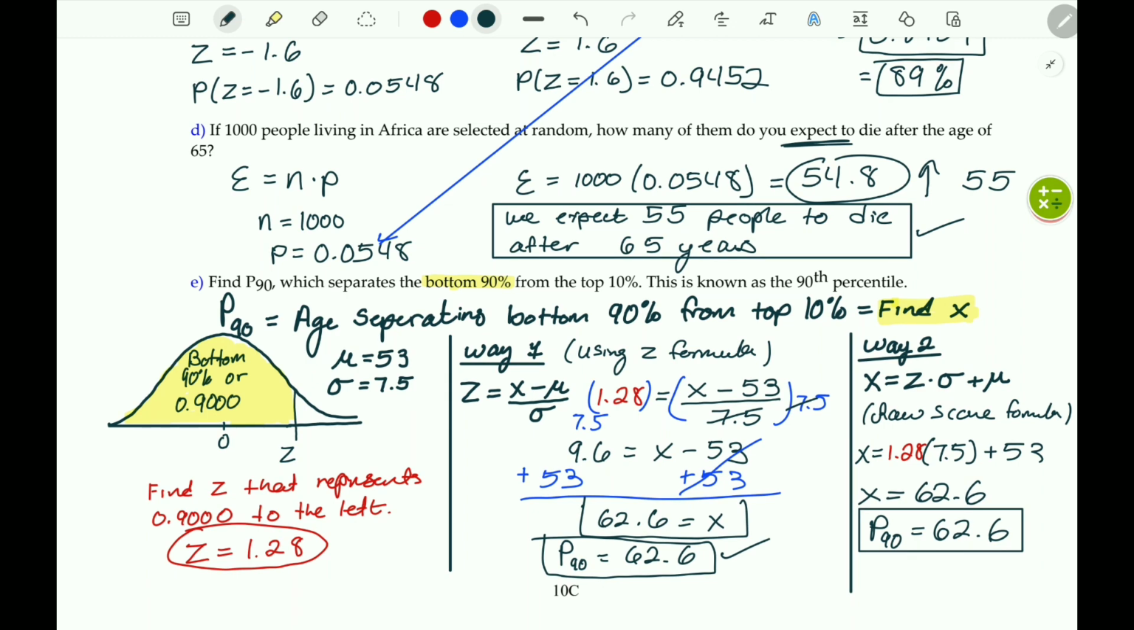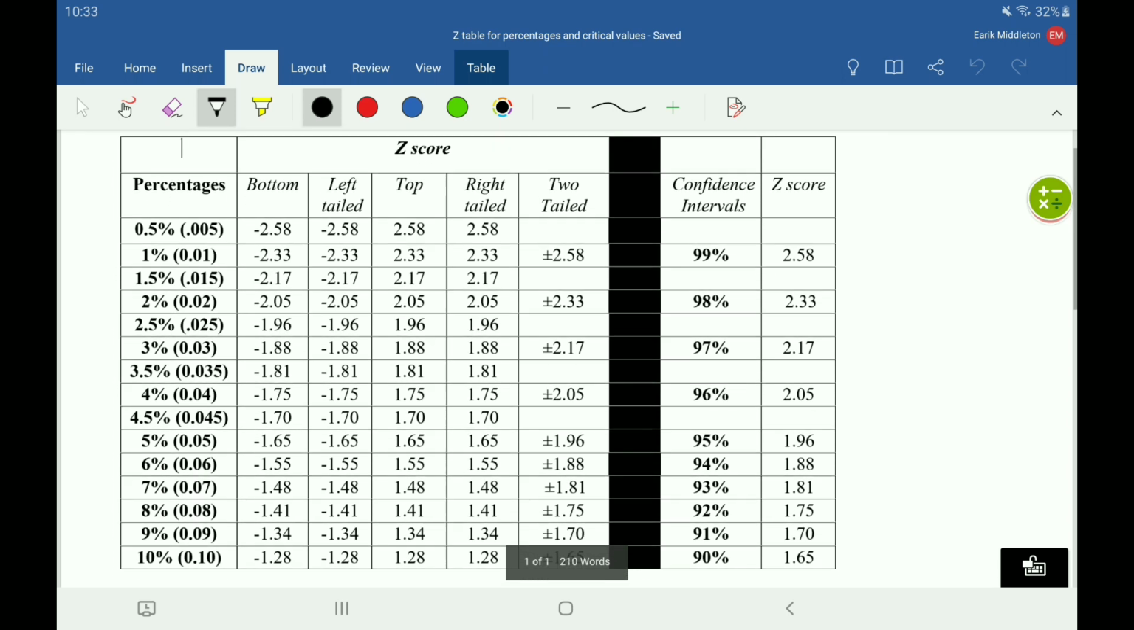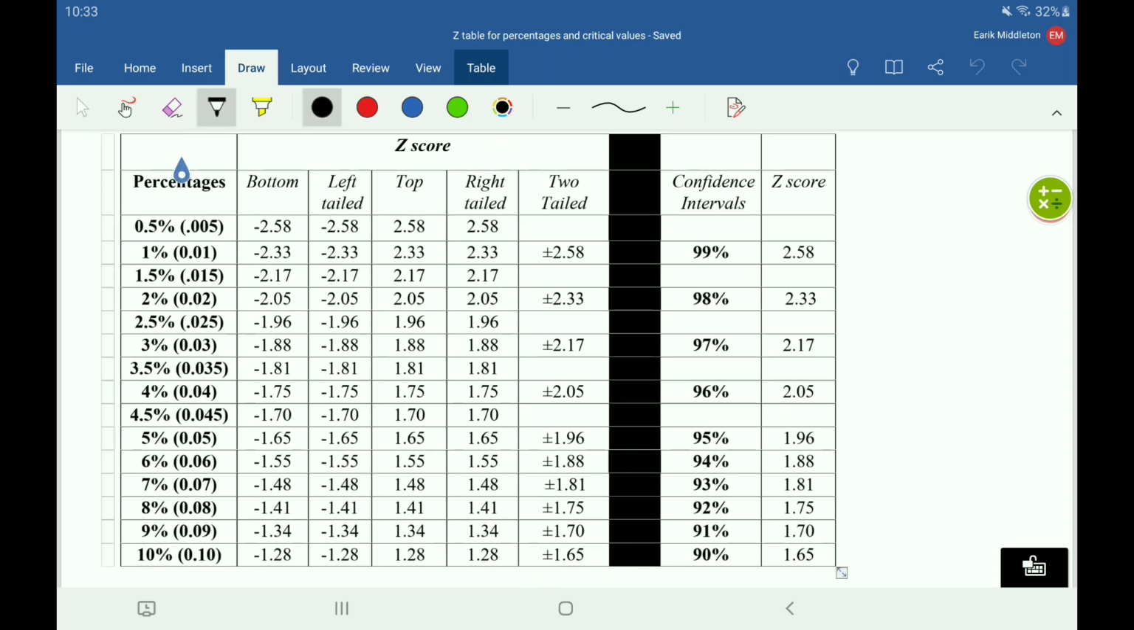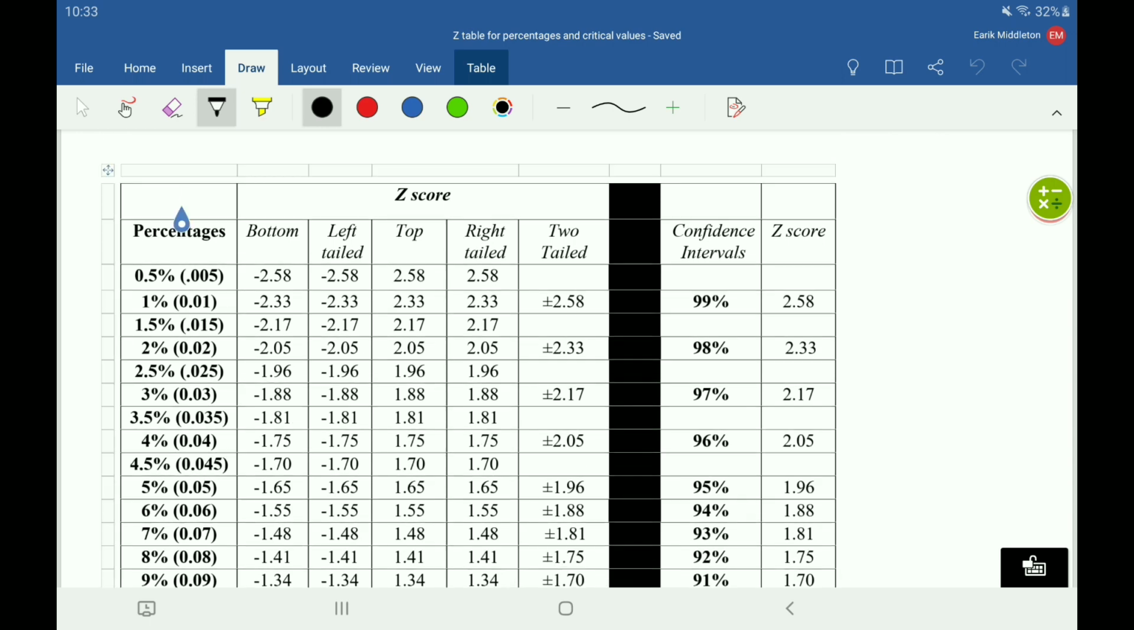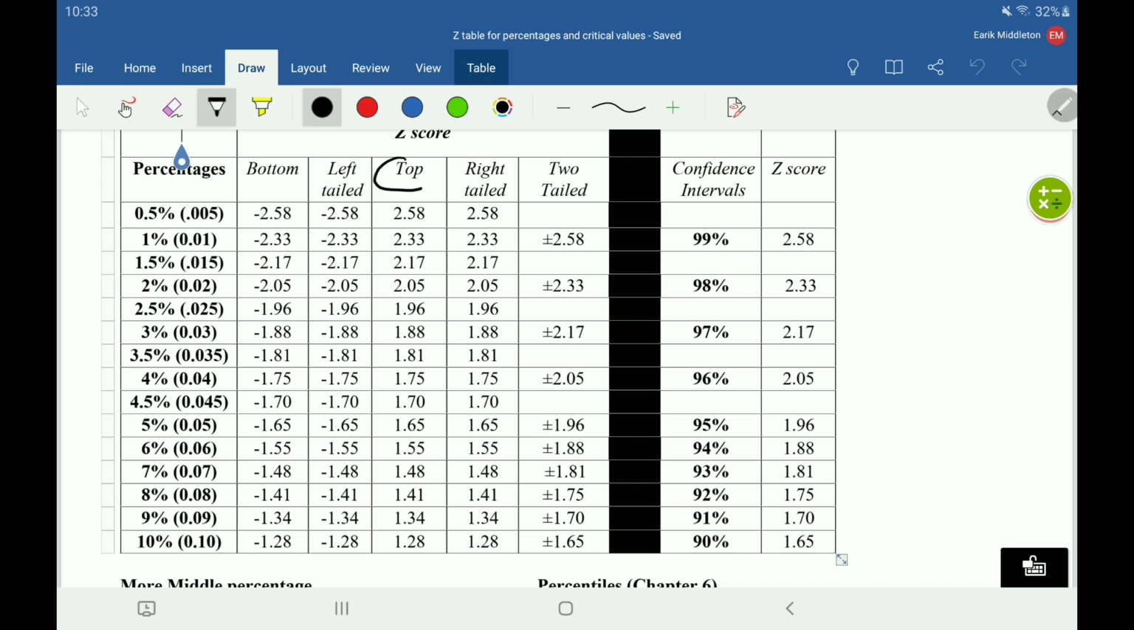And just to wrap up this part, if you're in my class, you may have an additional resource that you could potentially use on the final, depending on how I feel. This document is known as the z-table for percentages and critical values. It does make question E kind of easier to answer because you can easily find the z-score. So remember, bottom 90% from the top 10%. If you go here to top 10%, that z-score is positive 1.28.